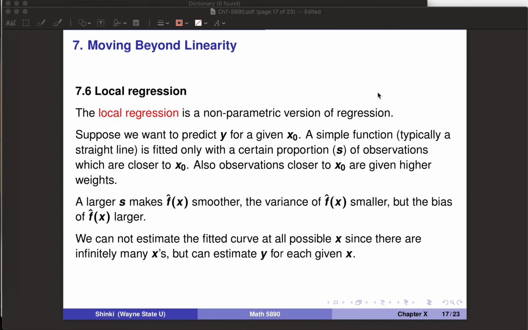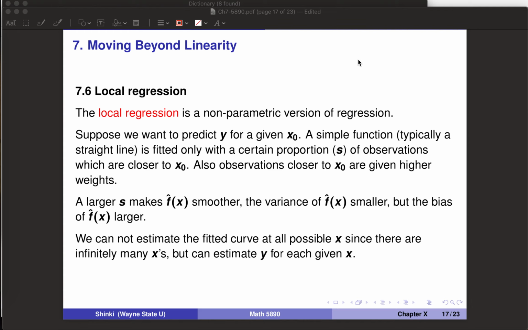Hi, the next topic is local regression. Local regression is a non-parametric version of regression, so it does not depend on a specific finite number of parameters. It's a more data-oriented method. We want to fit the curve, to estimate the curve y is equal to f of x. And how do we estimate f at x naught?